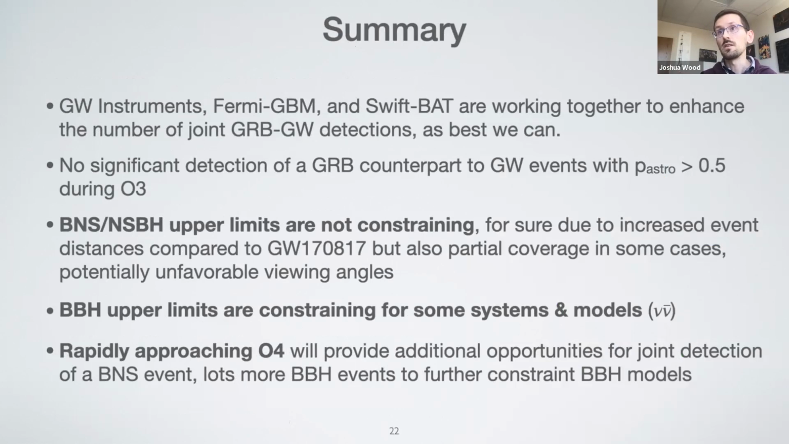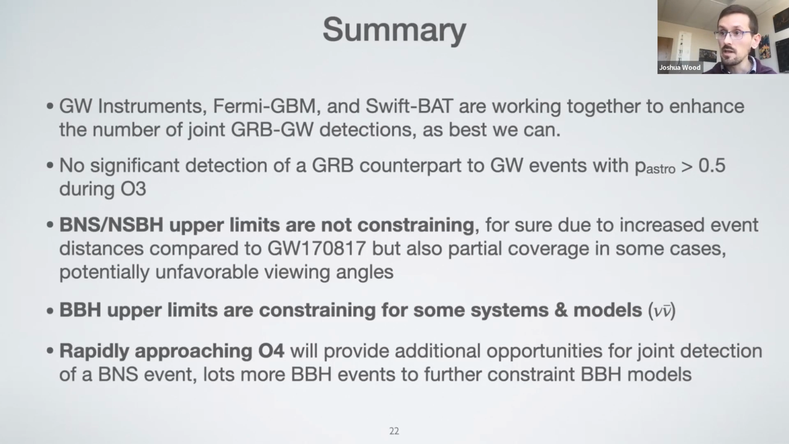Hopefully I've convinced you that these gravitational wave instruments, Fermi-GBM and Swift-BAT, are working together to enhance the number of joint GRB gravitational wave detections here, which are these really nice multi-messenger sources. We don't have any significant detections of a GRB counterpart to a gravitational wave event from the third gravitational wave observing run. Our BNS and BBH upper limits are not really constraining, but we are being able to rule out some of the more exotic emission models for binary black hole mergers.